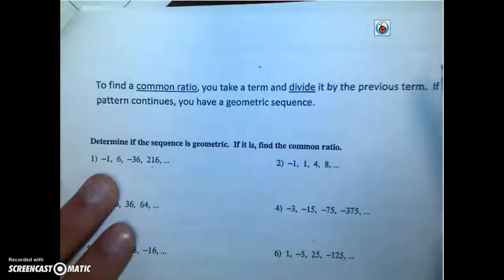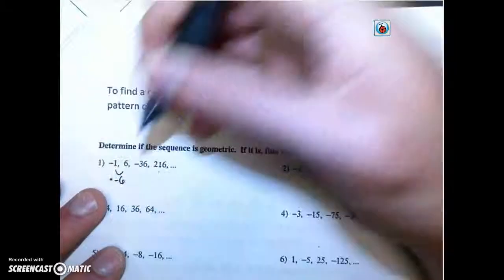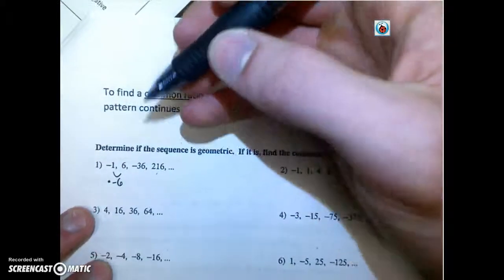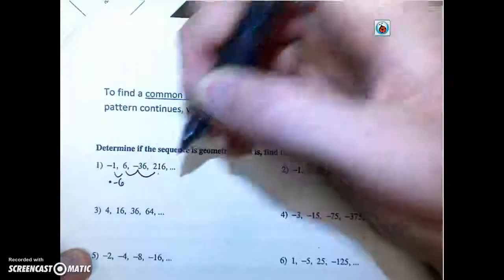Okay? Now this one, let's take a look. We say, okay, well, to get from negative 1 to a 6, I'd have to multiply by a negative 6. And then we can check, does this pattern continue? And it does. Because 6 times negative 6 is a negative 36. Negative 36 times that negative 6 gives me a positive 216.